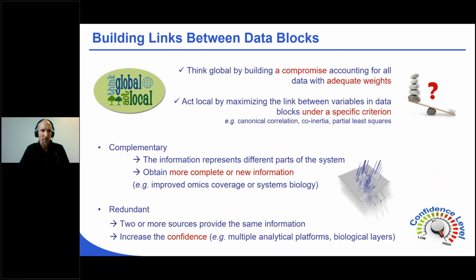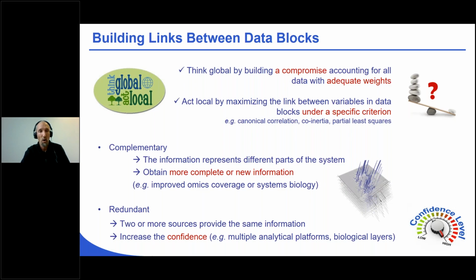If you think about multi-block modeling, you can think of it as an ecological motto, because you have to think global: you will look for a compromise that accounts for all the data available. But locally, you will use a given mathematical criterion that extracts some kind of variation in the data and tries, again, to relate this information across the blocks. This criterion can be related to correlation, co-inertia, or partial least squares, and this leads to the diversity of methods you can find if you want to integrate data sets using this kind of strategy.